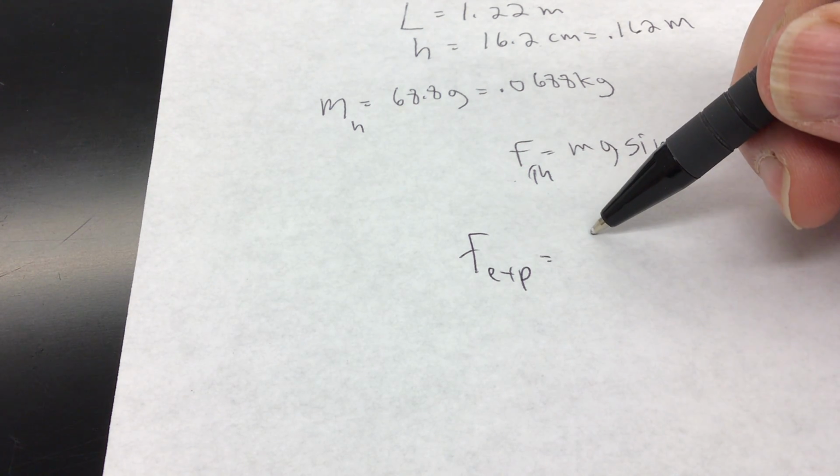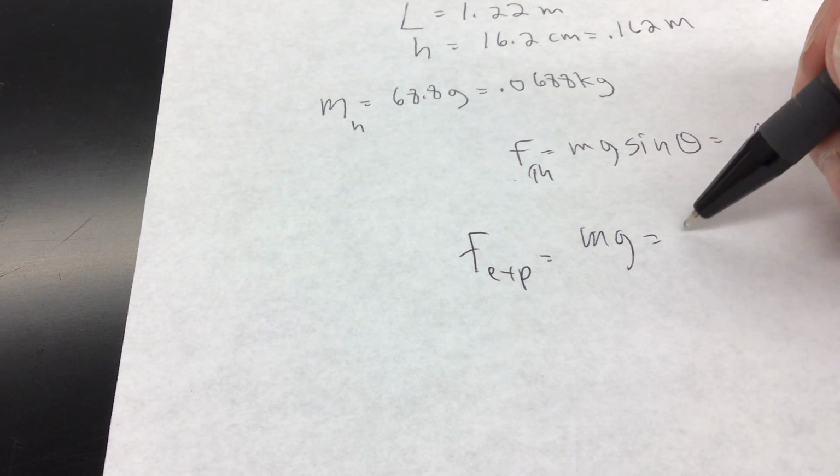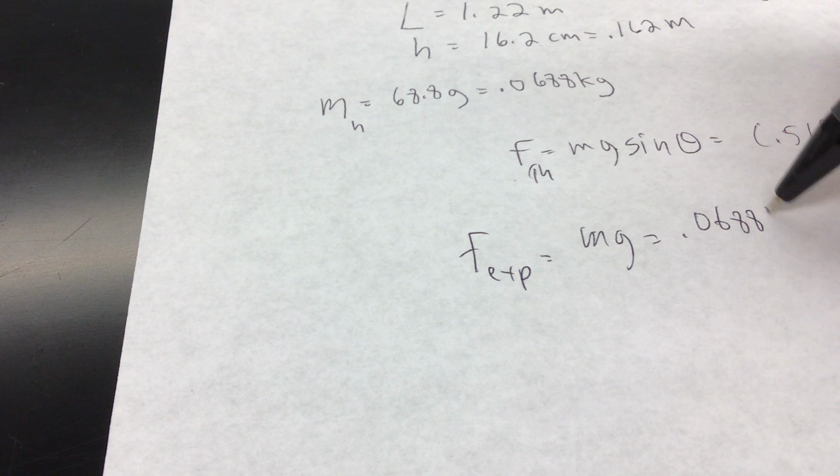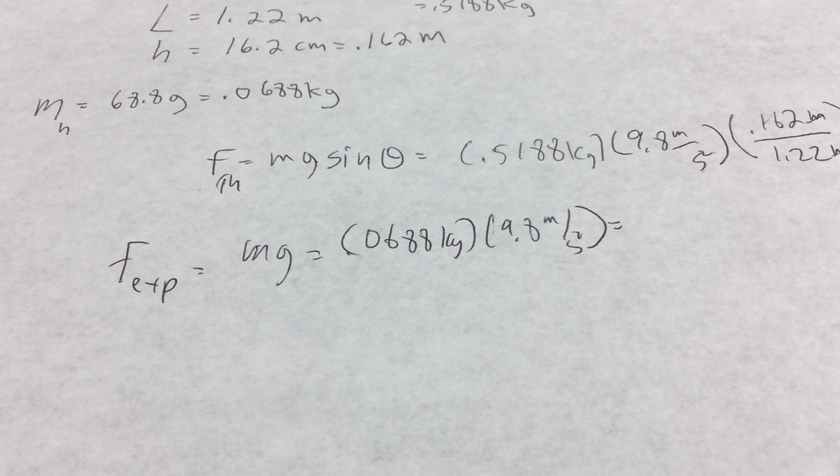The experimental force is what we measured using the hanging mass. And that's just m, the mass that's hanging, times g. So the mass that was hanging was 0.0688 kilograms. Multiply that by 9.8 meters per second squared. And we get the force acting on the cart, the string force. And that should be equal and opposite to the component parallel to the track. So we put 0.0688 times 9.8.